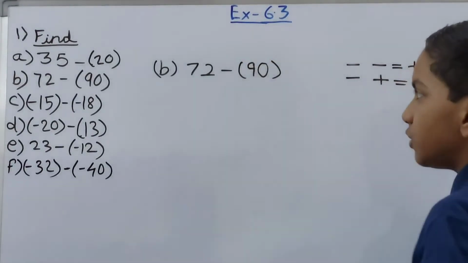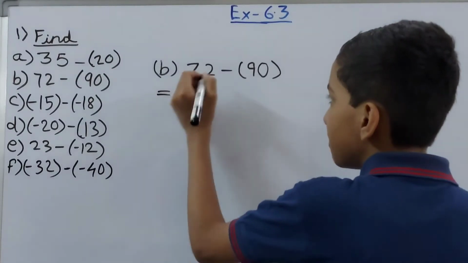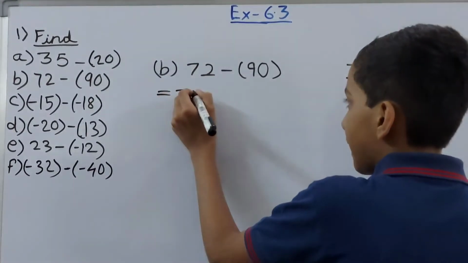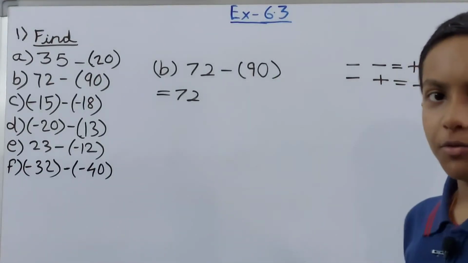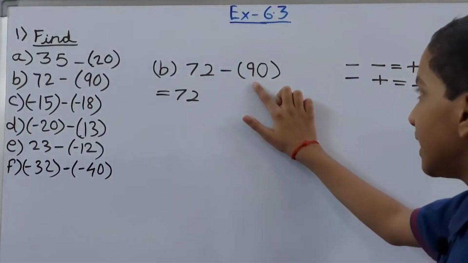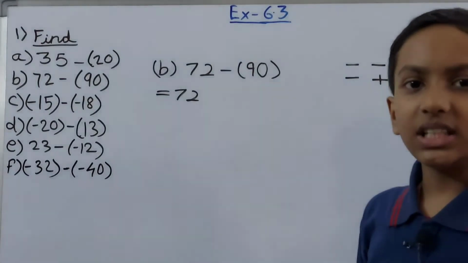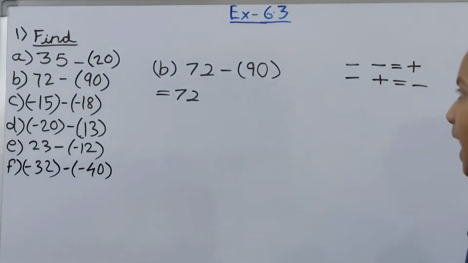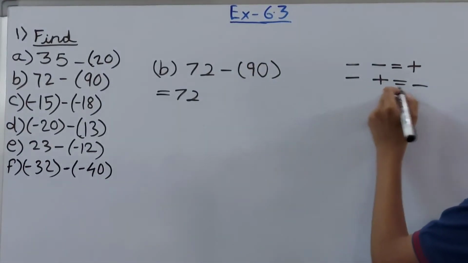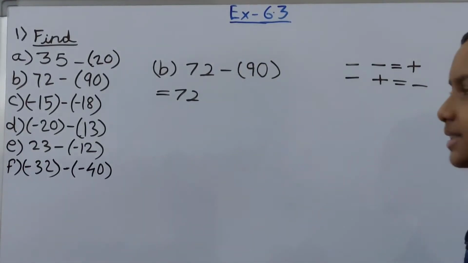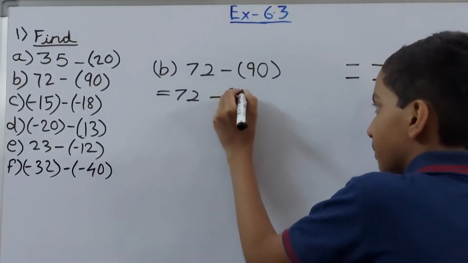So friends, we need to remove the brackets which are there in 90. So first number will be written down as it is, that is 72. Now before removing the brackets, as you can see, there is no sign in front of 90. That means 90 is a positive number and we have a minus sign here. So again, minus plus is equal to minus. That means here we will write minus 90.